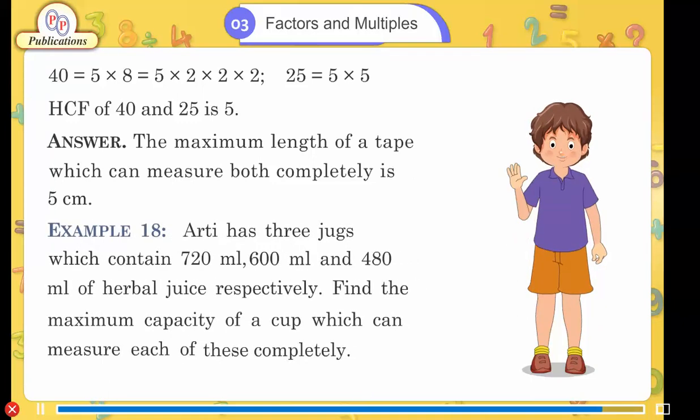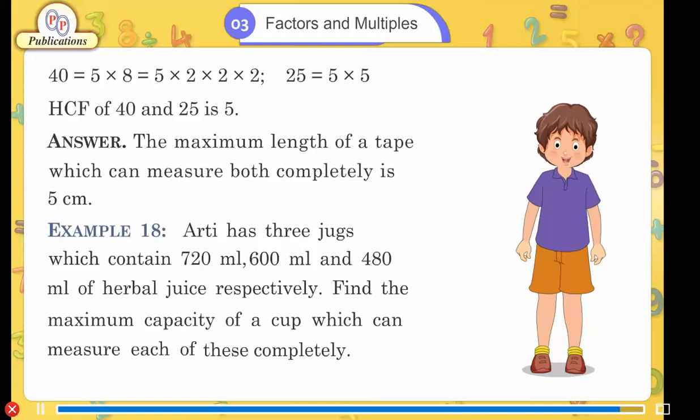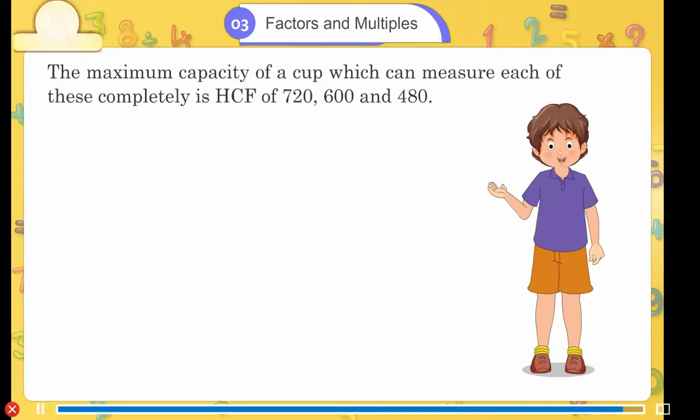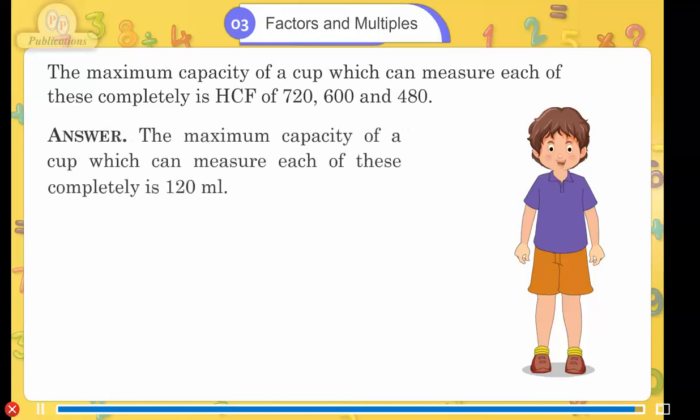Example 18. Aarti has 3 jugs which contain 720 ml, 600 ml and 480 ml of herbal juice respectively. Find the maximum capacity of a cup which can measure each of these completely. The maximum capacity of a cup which can measure each of these completely is the HCF of 720, 600 and 480. Answer: the maximum capacity of a cup which can measure each of these completely is 120.